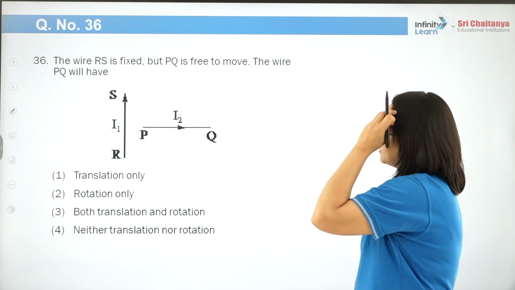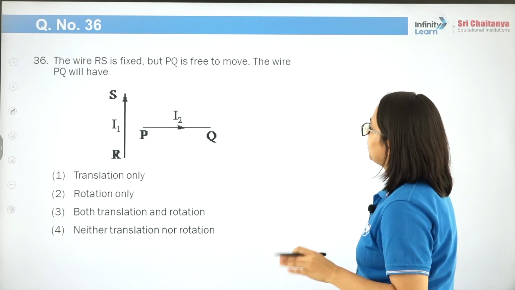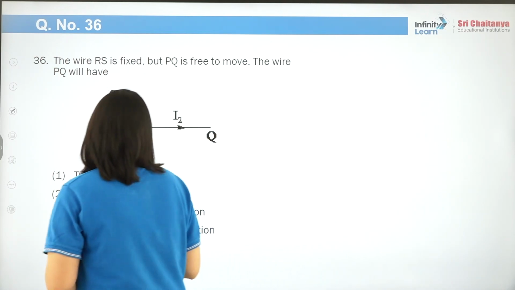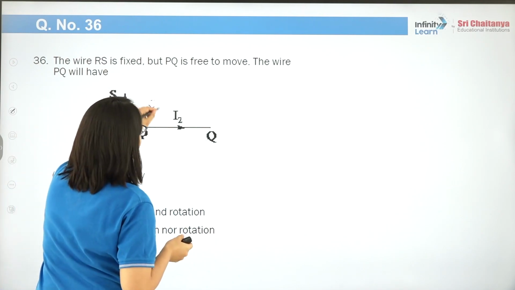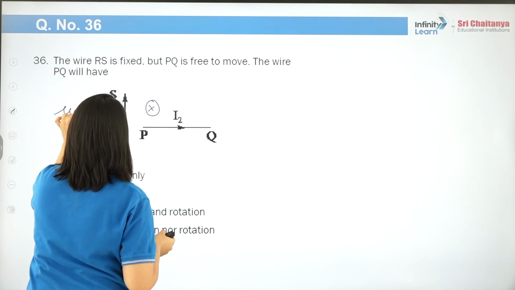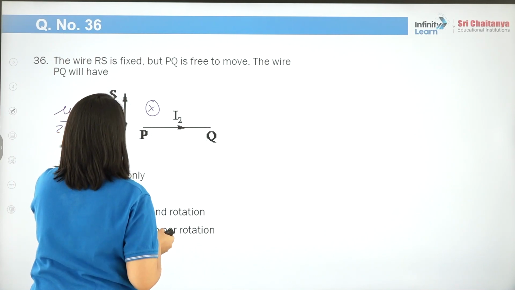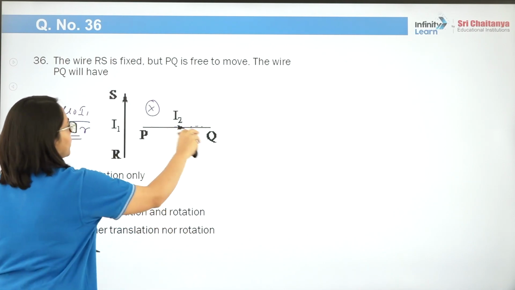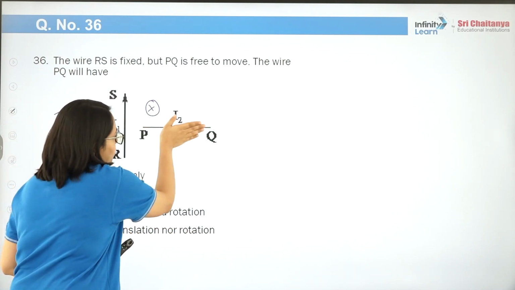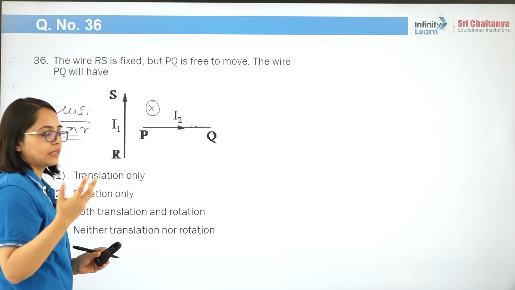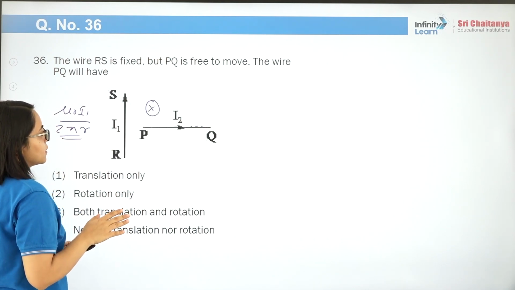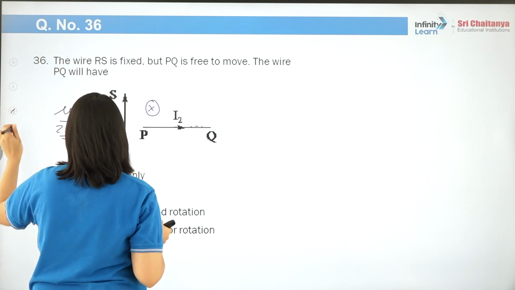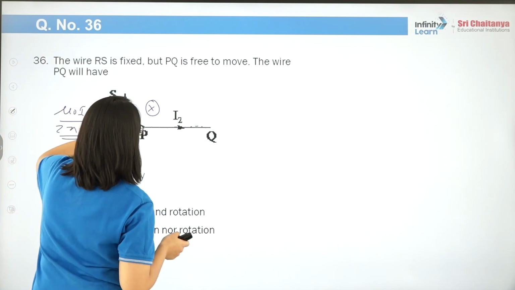Next is question number 36. The wire RS is fixed but PQ is free to move. The wire PQ will have, okay. So this magnetic field is into the plane and its value is mu naught I1 upon 2 pi r. Now the r value is different for different points on this wire. So as you go from P to Q, the value of magnetic field will decrease. Force on this one will be I cross B, so the force will be upwards. So over here, this will experience more force.